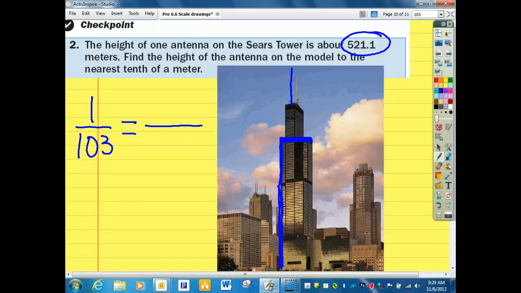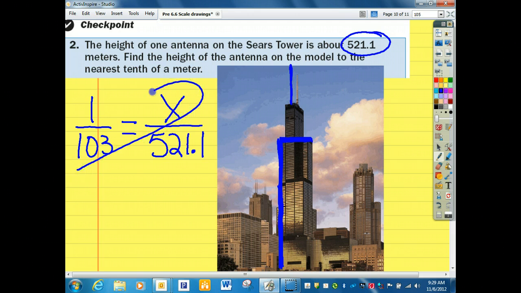Who says yes? Raise your hand. Who says no? We're not sure. We're about half and half. So let's keep going to see if we're right. Do we still think that this should be the observation deck? And if the antenna is 521.1, let's figure this out. So we put 521.1 here. What goes up here? X. Good. All right, now let's solve this.